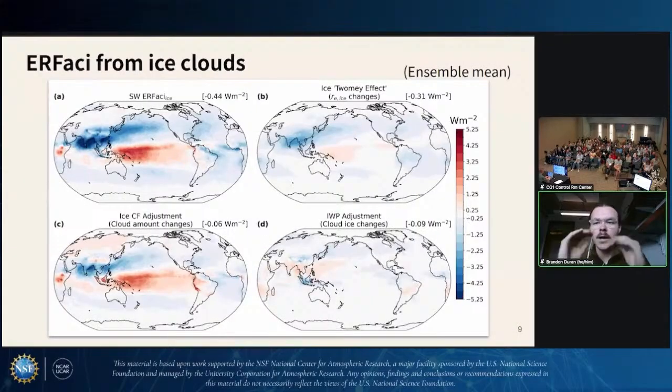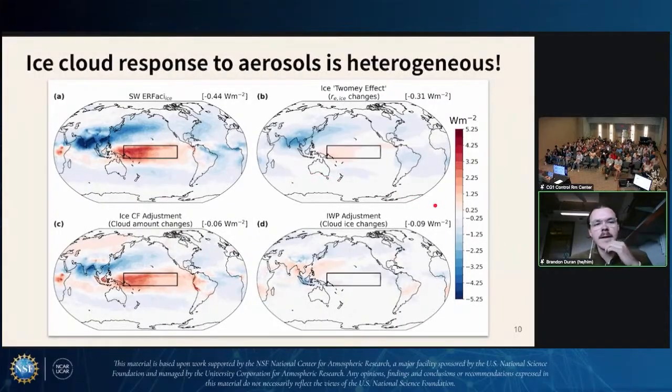So this is the ensemble mean shortwave ERF ACI for just ice clouds. And I really just want to draw attention to the top left plot of this figure, looking at the total aerosol forcing from ice clouds. What I want to point out here that's interesting to us is that the ice cloud response is quite heterogeneous. You can see there's this dipole of warming in the tropics and then this cooling over Asia and its outflow region. And this is quite interesting because it's really in contrast to what we see with liquid clouds.